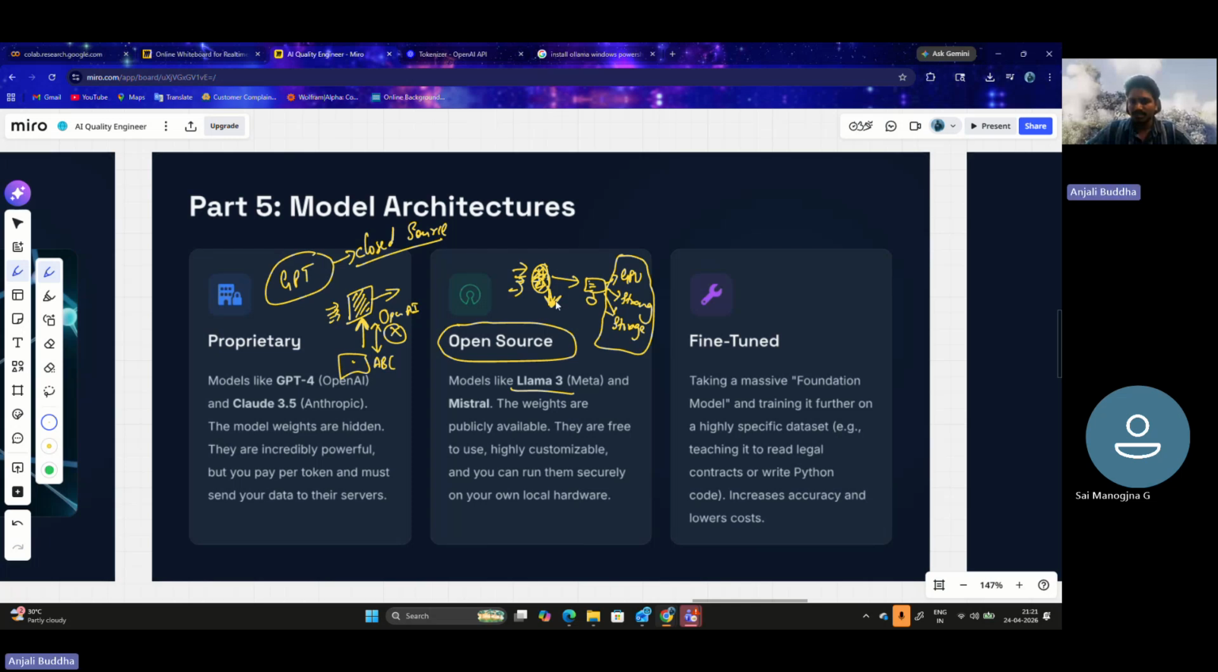Once the model is open source, there are so many open source models, and here we have to pay in some form. We don't have to pay directly. We are paying through our hardware, our electricity, our hardware investment, right? So that's the difference between open source and proprietary models.